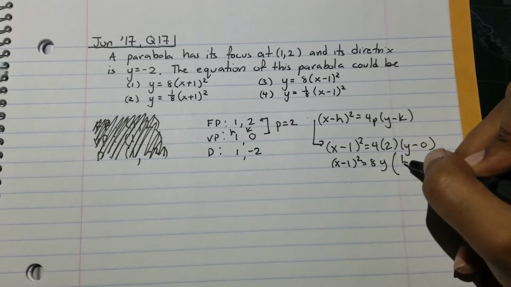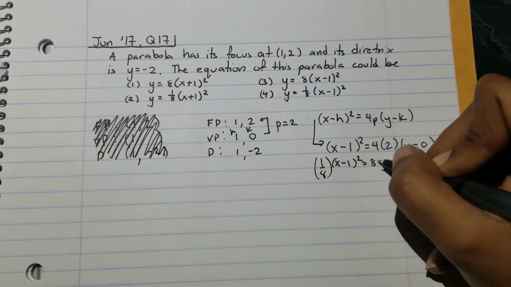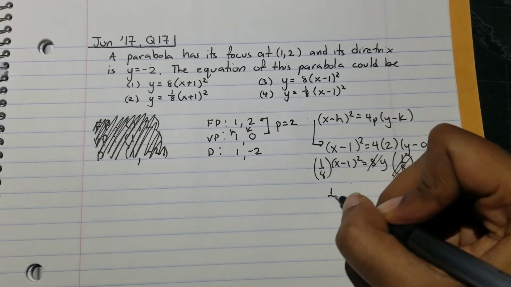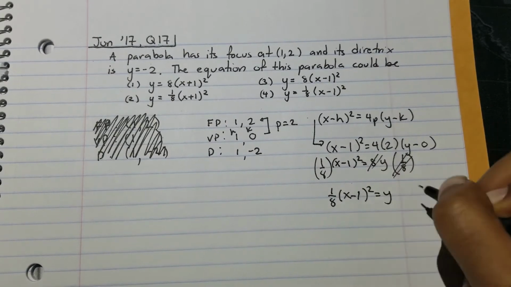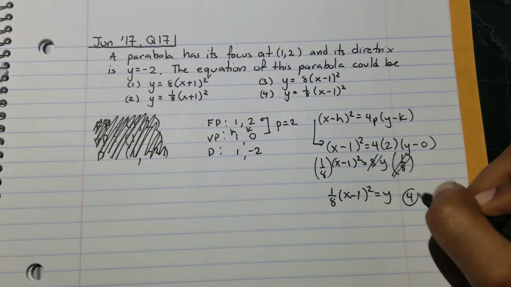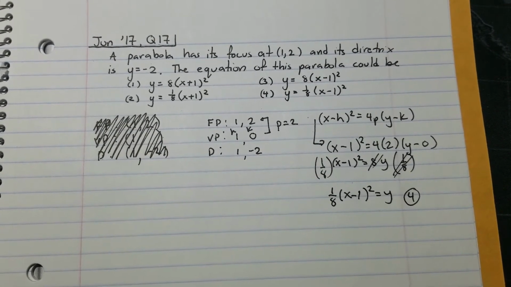Let's multiply both sides by 1/8. These cancel out here. We're going to get 1/8 times (x minus 1) squared equals y. And that's going to end up being choice 4. And that's pretty much it when we're going about solving these problems.